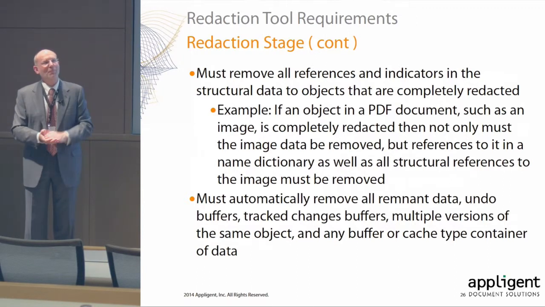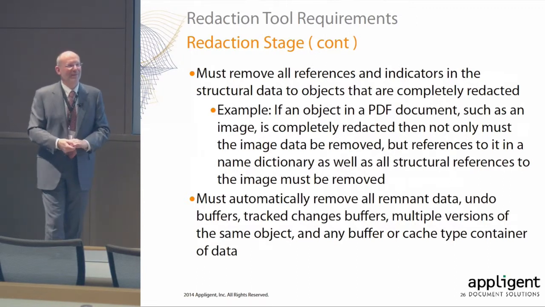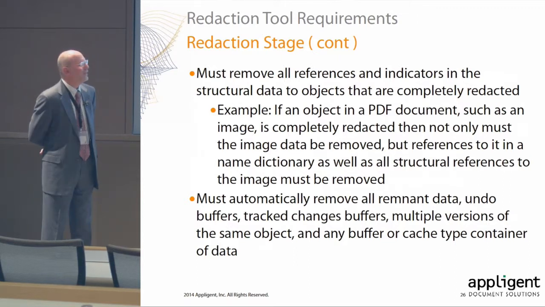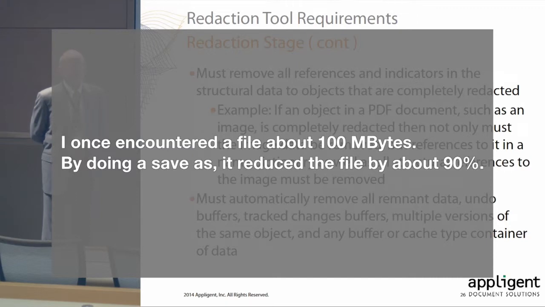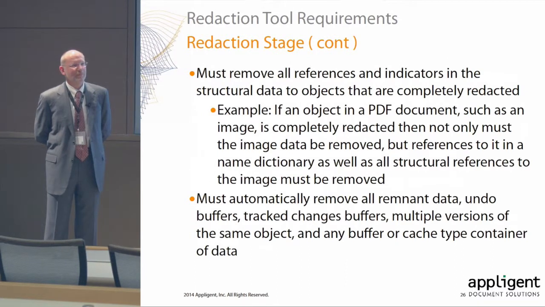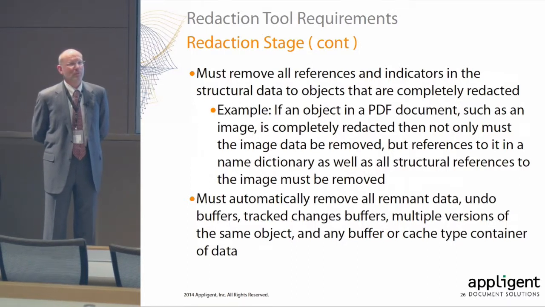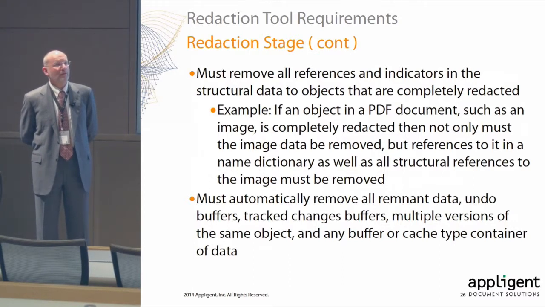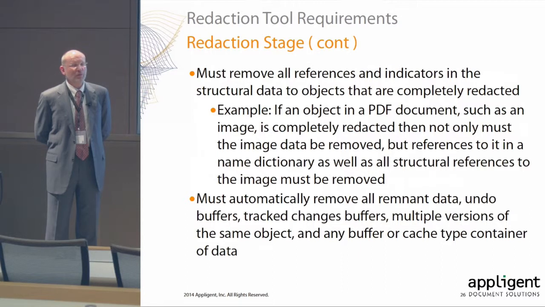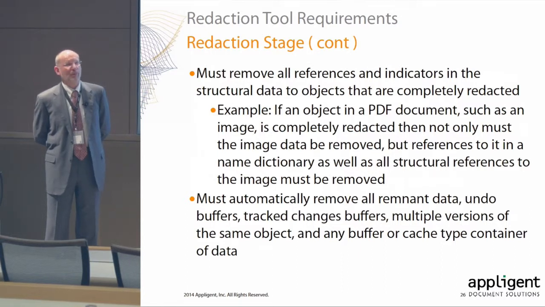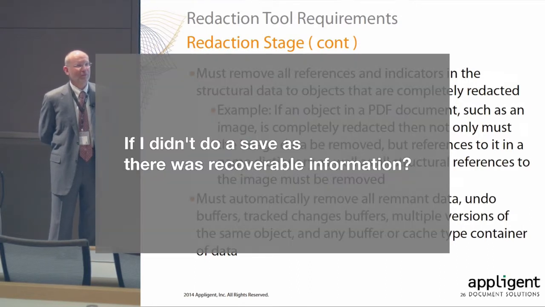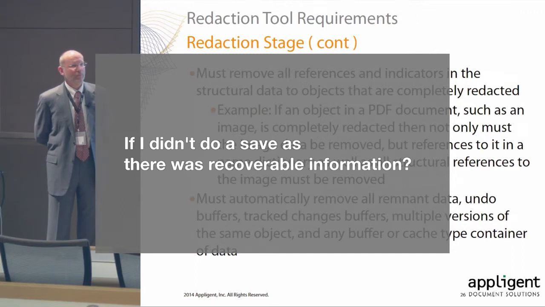Because incremental updates, yes, Mark? You may be getting at what I'd call a buffer cache type container. I once encountered a file that was about 100 megabytes, but when we did a save as, we reduced the size by about 90%. Yeah. And I imagine there was something else in there that we weren't seeing. Would redaction have gotten rid of that? Well, if you're talking about incremental updates on a PDF file, a simple save as will get rid of all that extra stuff. You don't need to do redaction. But if we didn't redact it or save as, there was recoverable information. Oh, sure.